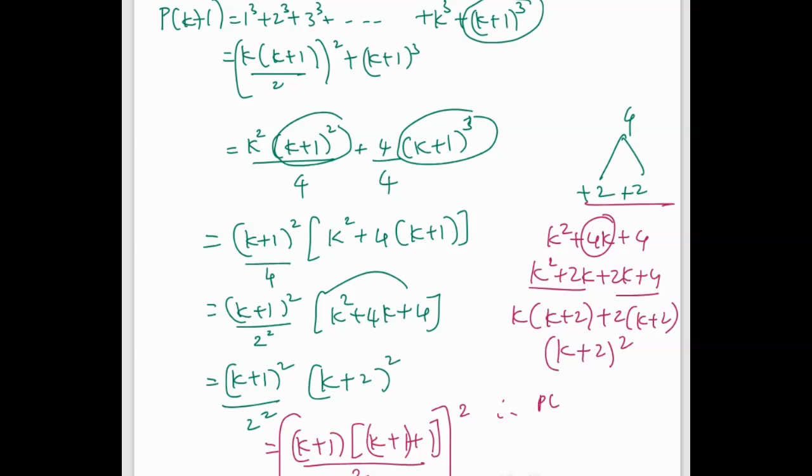Therefore P of k plus 1 is true. So whatever we have in the question, in the last we should get the same. In place of n, it should be k plus 1 in the final answer, then it satisfies. Therefore P of n is true for all n greater than or equal to 1, for all natural numbers.